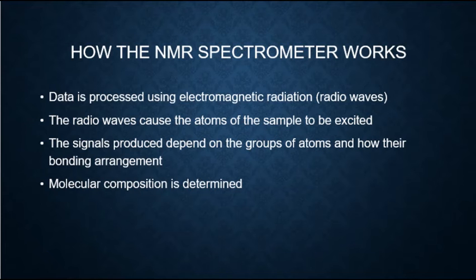The signals that are produced will be specific to certain types and groups of atoms and vary depending on the arrangement of the atoms that are bonded. The outputted frequencies detected by the NMR machine will be specific to each molecular structure present in the sample. This information is used by scientists to determine the molecular composition, and this technique is mainly used in structural elucidation.